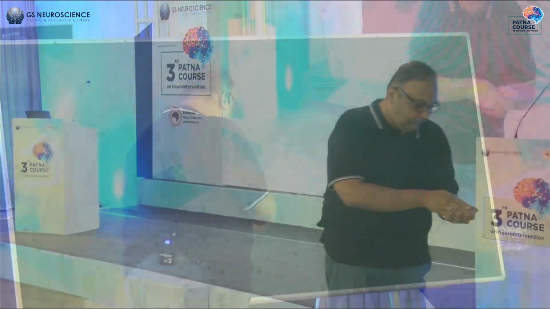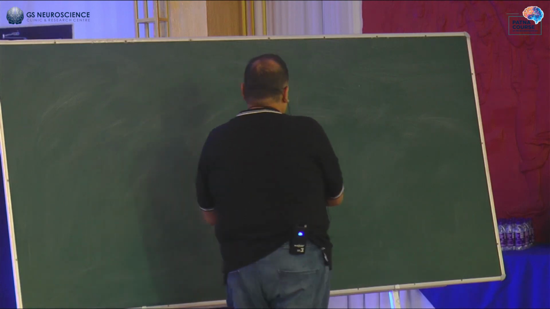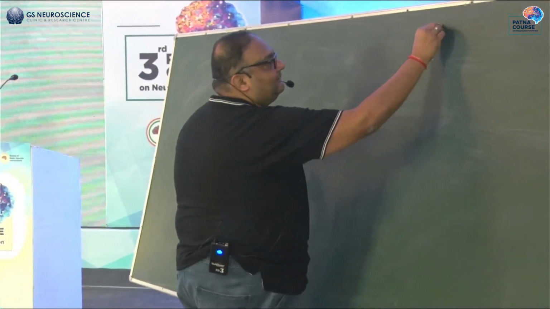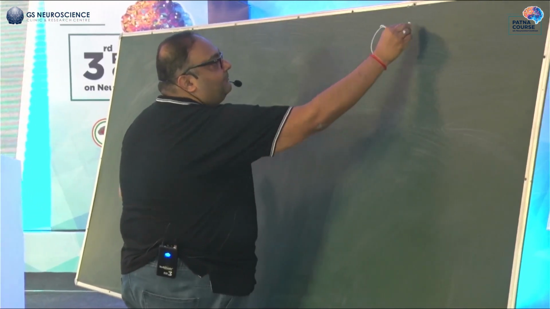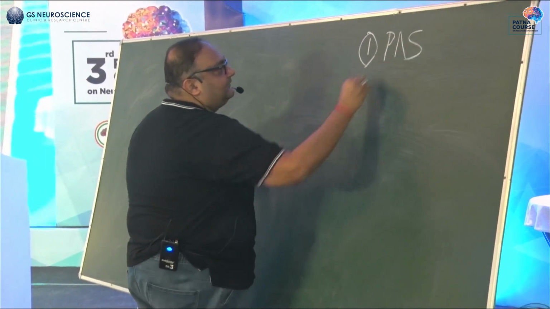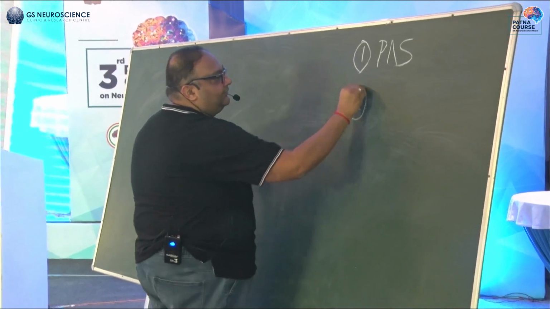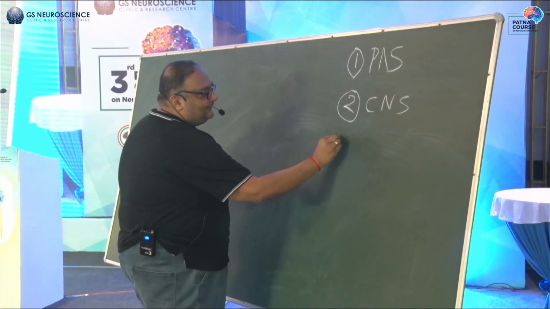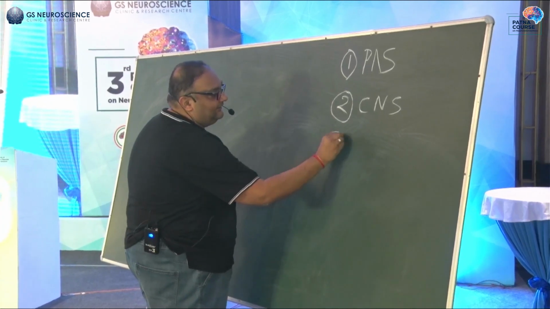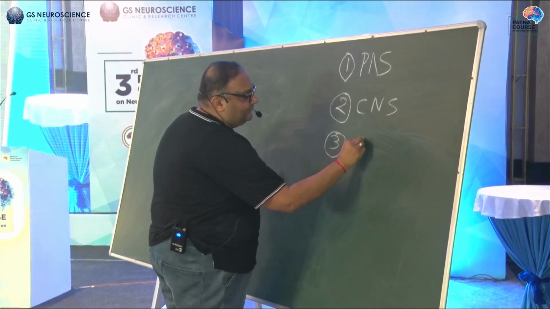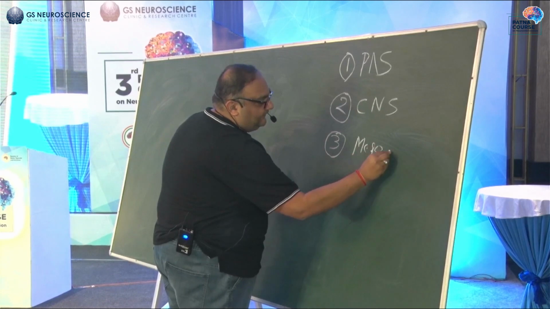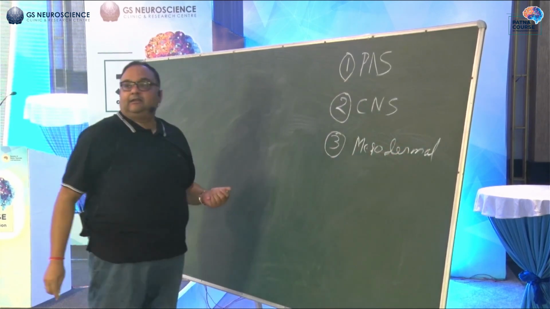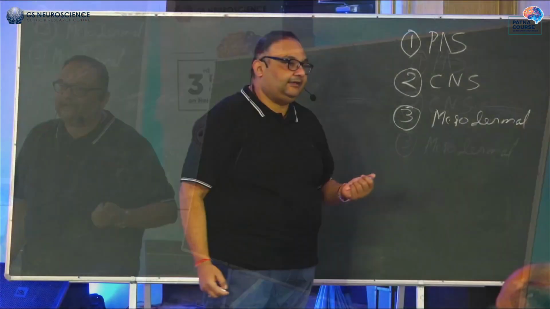So when we are looking at the orbit, it has three contents. Content number one is PNS, peripheral nervous system. Content number two is CNS, central nervous system. And content number three is basically mesodermal, that is the derivatives of the prebranchial somite.